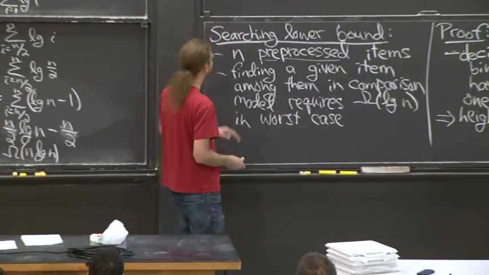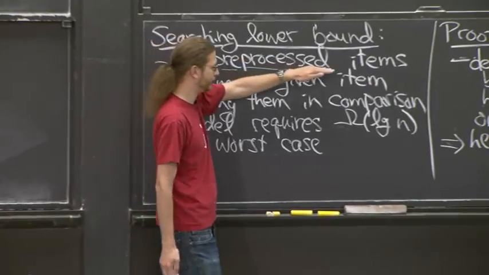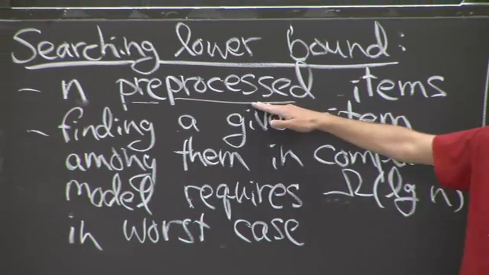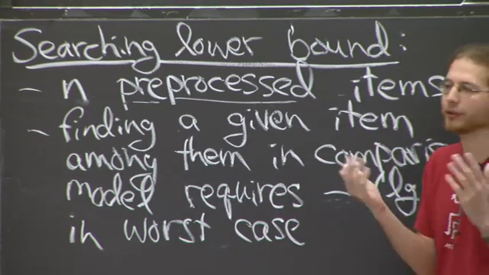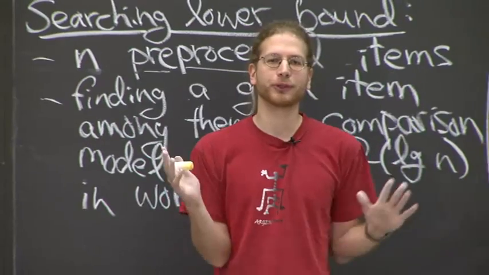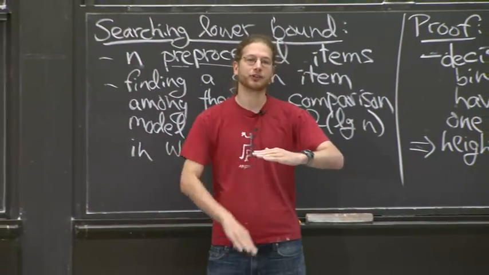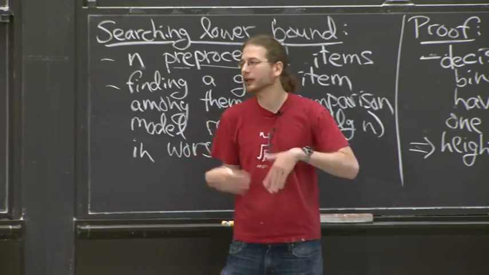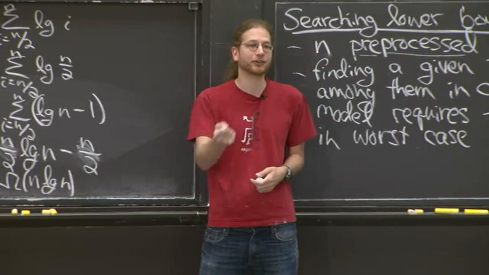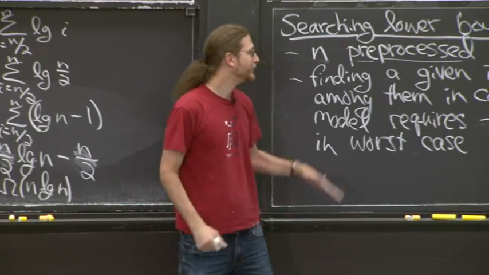Yeah. For searching, I was trying to be careful and say if I have n preprocessed items, it means you can do whatever the heck you want. So here's the model. I give you n items. You can do all pairwise comparisons between those items for free. And then I give you a new item, and then I start charging for comparisons. So another way to say it is I only charge for comparisons between x and the other items. And even then, you need log n.